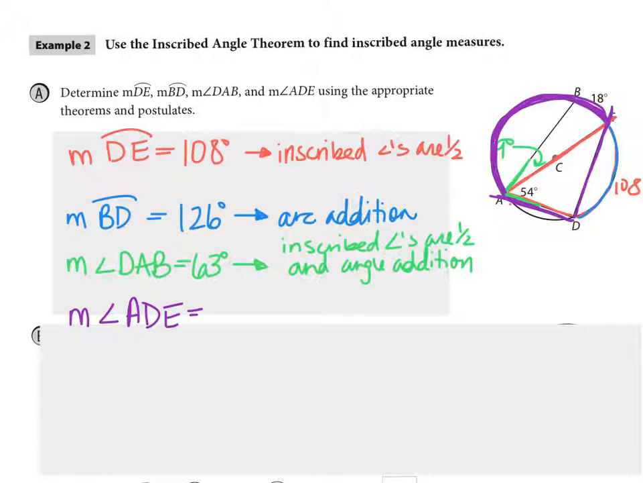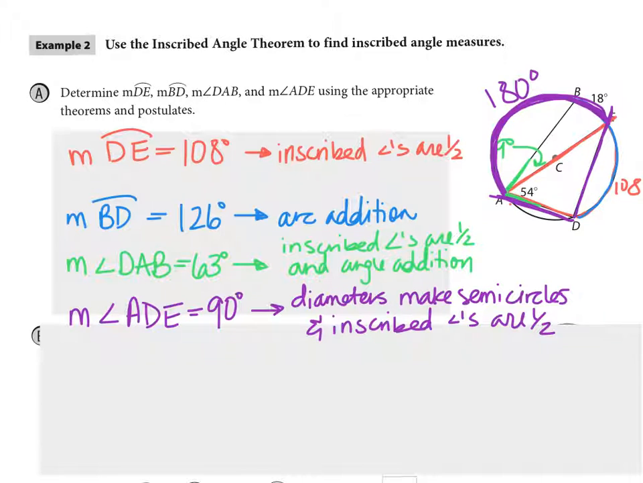Notice that A to E, it's kind of hard to see because I've written over it now, but A to E is the diameter, which means this whole side is 180 degrees. And then angle D, because it's inscribed, is going to be half of that. So that means the measure of angle D is going to be 90 degrees. So I've written my reasons out there. Diameters make semicircles, and inscribed angles are half. I hope that helps you make sense of some of this stuff for circles, but we are going to work on this together tomorrow.